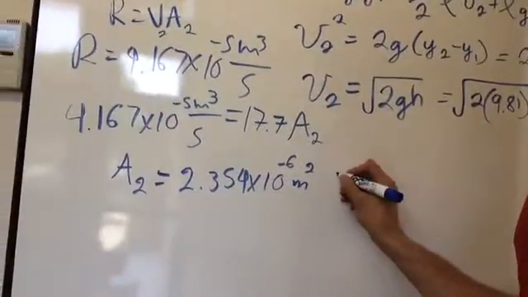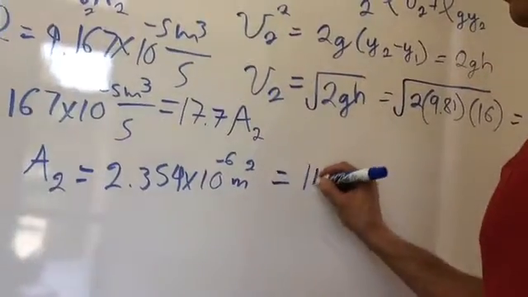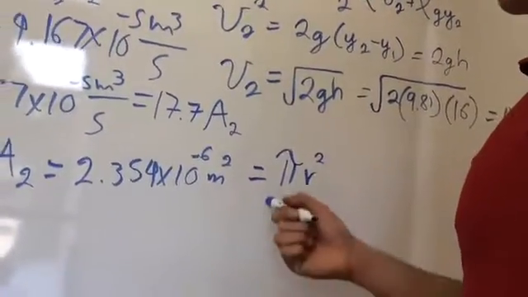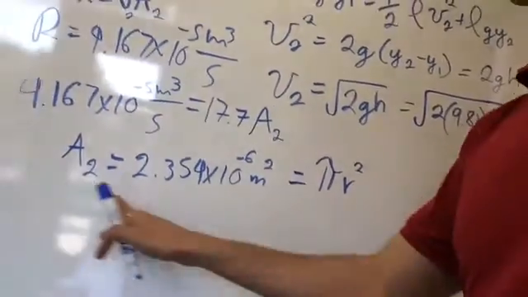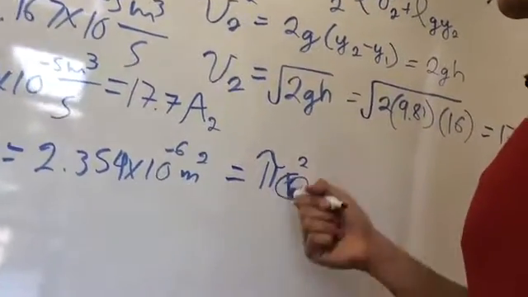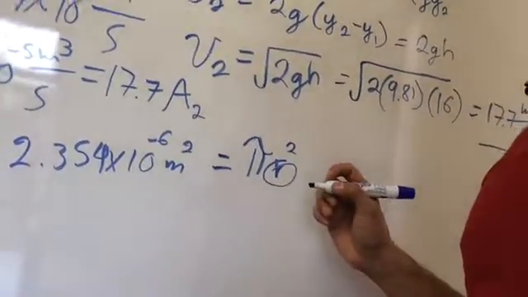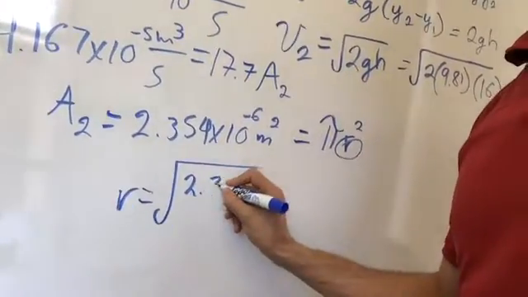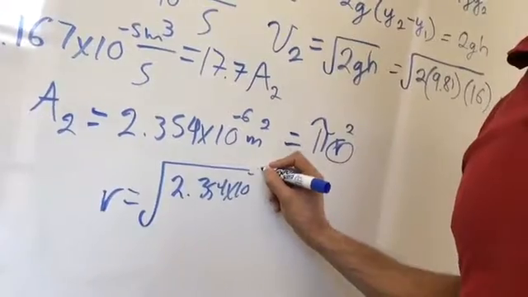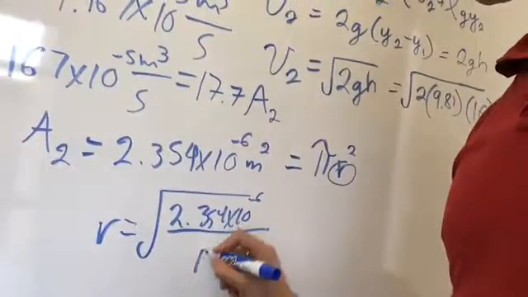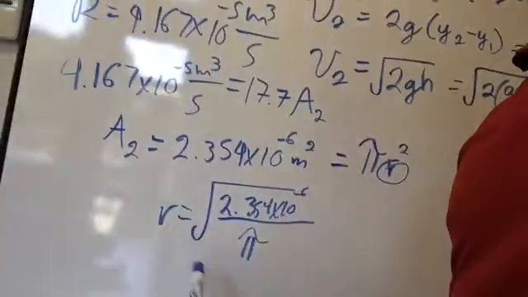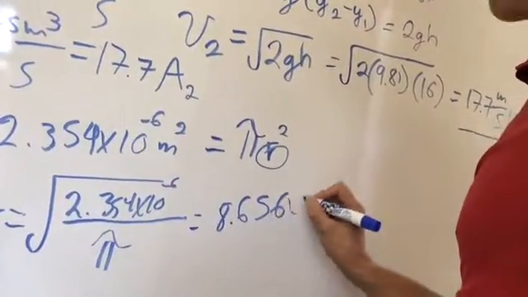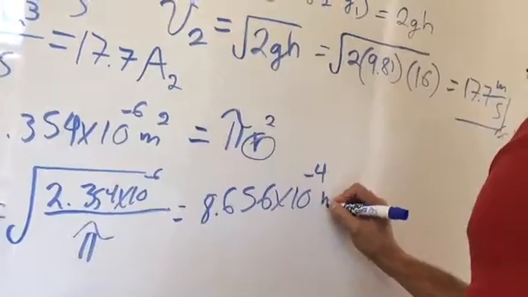And we are asked to obtain the diameter. We know that the area is equal to pi r squared. Once we have the area, we can obtain the radius from here. The radius will be equal to the square root of 2.354 times 10 to the minus 6 over pi, and this will be equal to 8.7656 times 10 to the minus 4 meters.